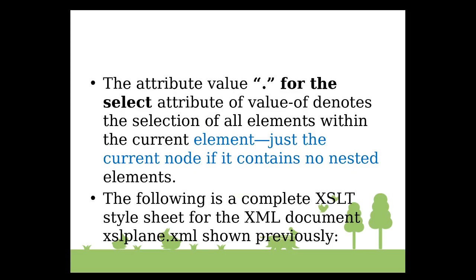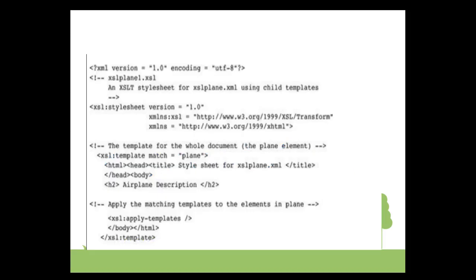So following is an example, a complete XSLT style sheet for the XML document. See, this is our XSLT style sheet with the style sheet as the root element, which specifies the namespaces. Its default namespace is the XHTML namespace. Then template is used here, match equal to plain. This is our root element of our XML document.